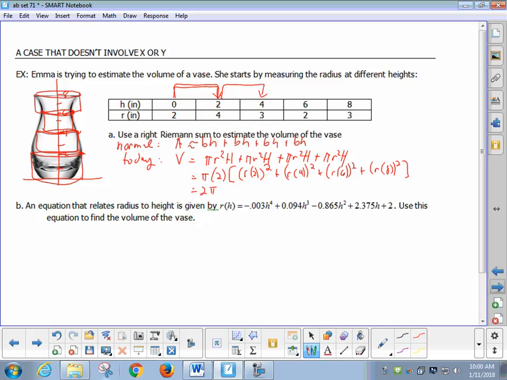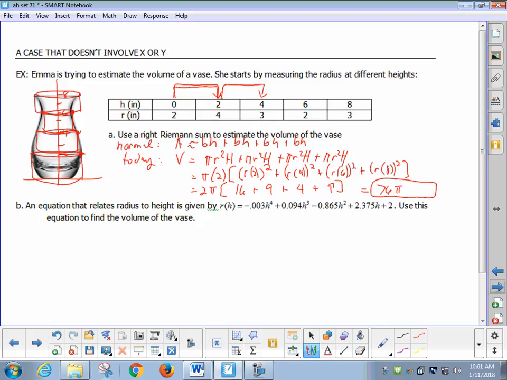2 pi then times radius at 2 squared. What's the radius at 2? 4, squared is 16. Radius at 4 is 3, squared is 9. Radius at 6 is 2, and squared is 4. And the radius at 8 is 3, and squared is 9. Altogether, then, my estimate is 2 pi times the sum inside, 25, 29, 38, which is 76 pi. Now let's actually include the units here.